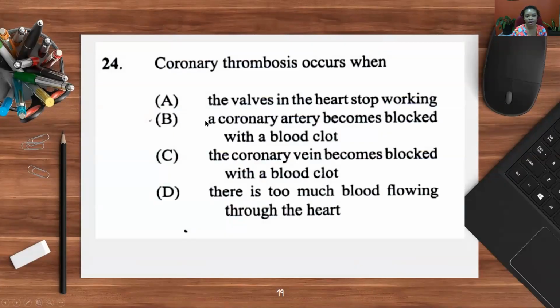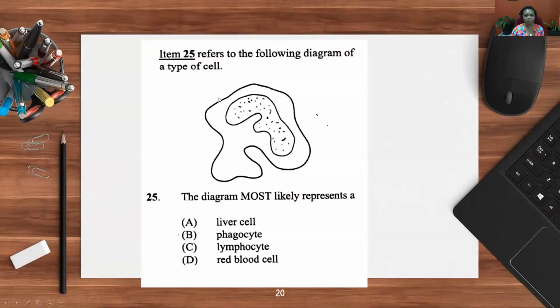Coronary thrombosis occurs when a coronary artery becomes blocked with a blood clot. Now remember, coronary arteries take blood, right, to the heart, supplying oxygenated blood to the muscles of the heart. If this becomes blocked with a blood clot, then that could lead to death of the heart muscles, which would be a heart attack. So coronary thrombosis occurs when a coronary artery becomes blocked with a blood clot.